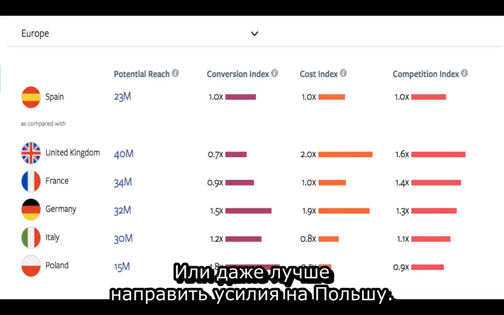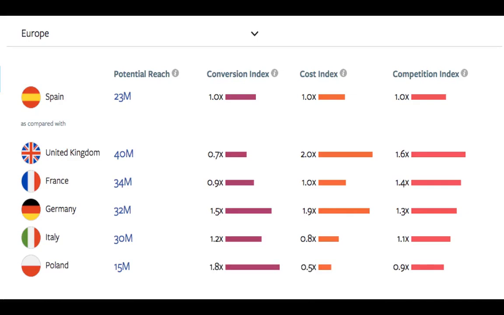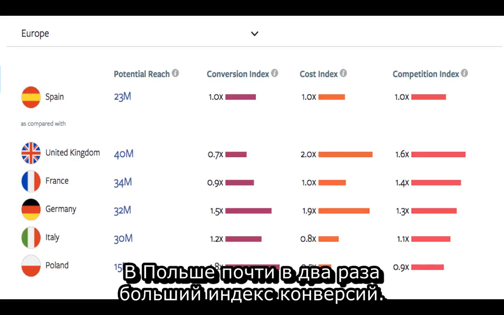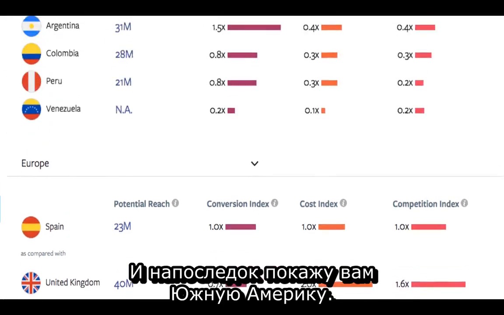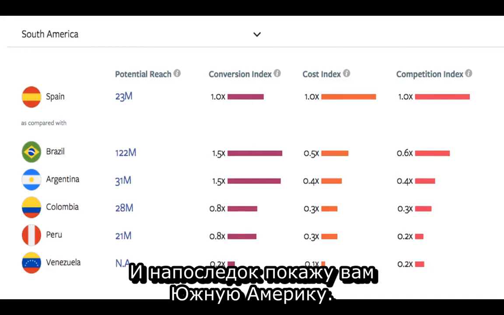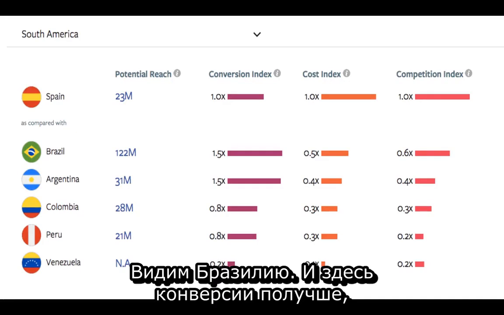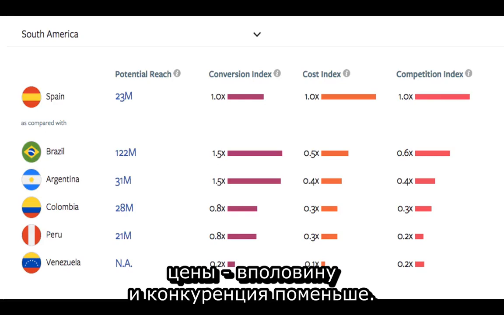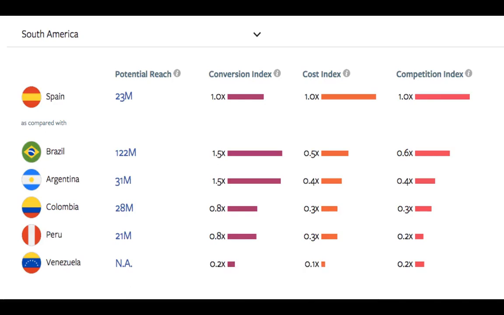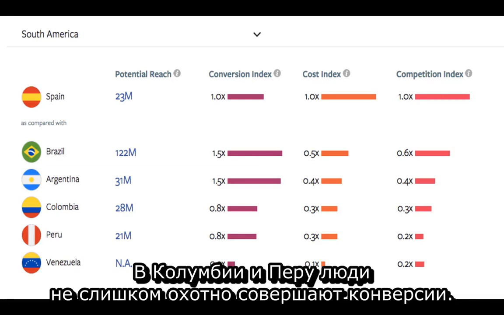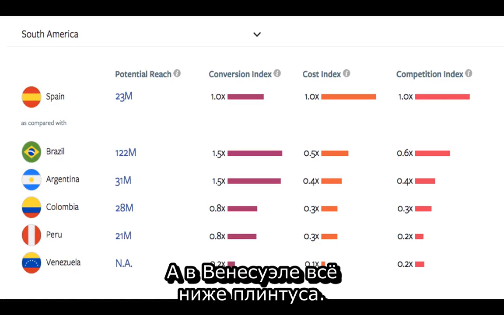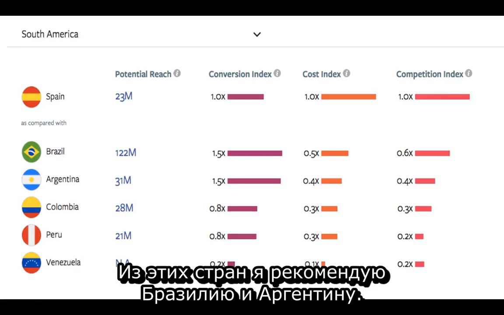Or it would make even more sense to go to Poland, because in Poland you have almost double the conversion index, half the cost index, and less competition. And then the last one that I wanted to share is here, South America. Here in South America, once again, we see Brazil, and we see that they actually convert better, have half the costs, and you have less competition. And this is also true for Argentina. In Colombia and Peru, people do not convert nicely, and Venezuela is low in conversion, low in cost, and low in competition. So out of these countries, I would strongly recommend Brazil and Argentina.